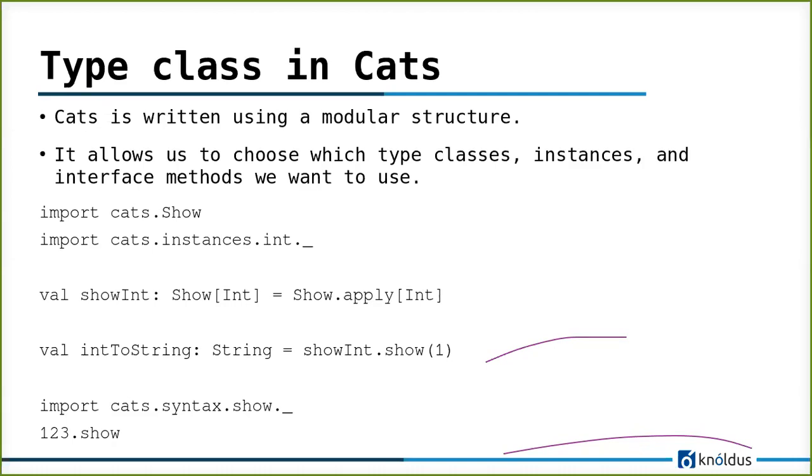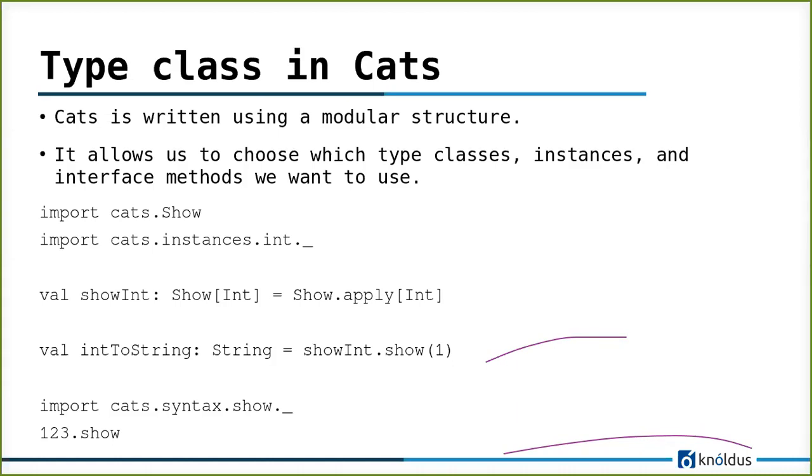So if you look at the code snippet, at the topmost import, cats.show is my type class. This is where I import my type class using Cats, and then the instance of the integer type. I have only used integer here, so I am only importing the integer instances. You can relate the top line to the type class and the second line to the instances.